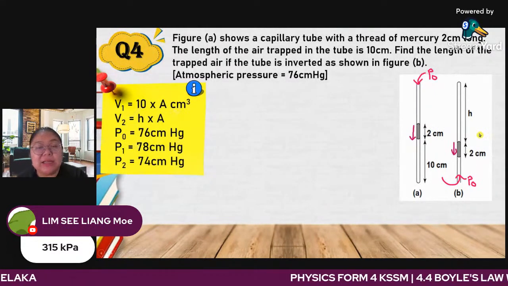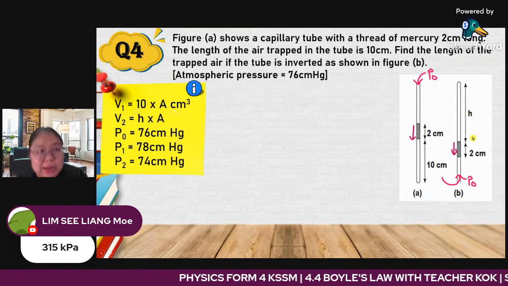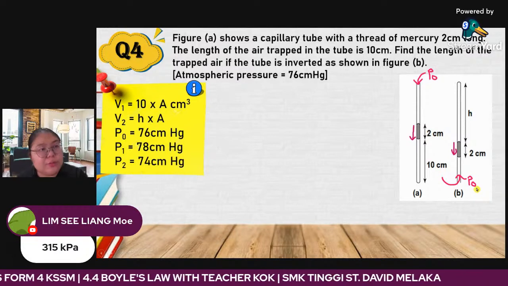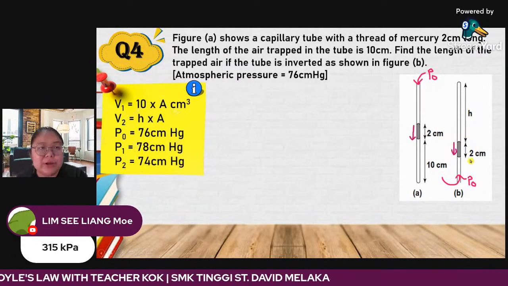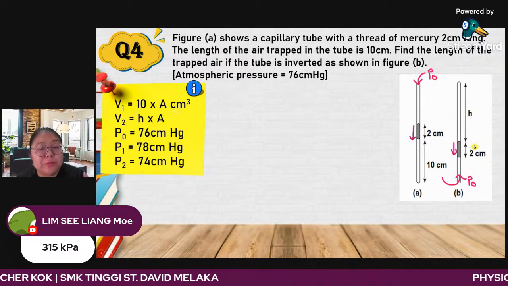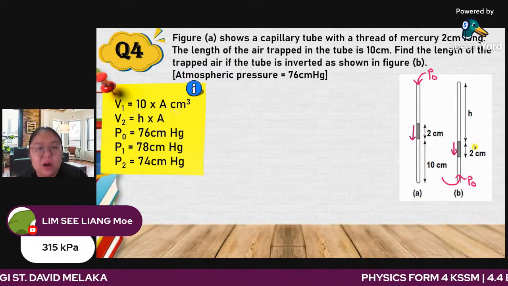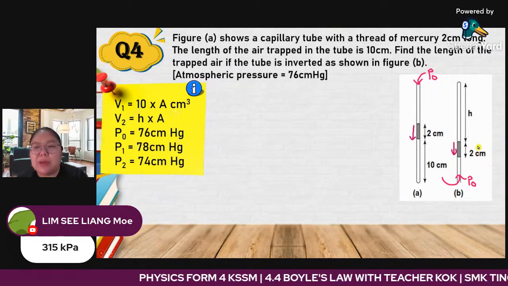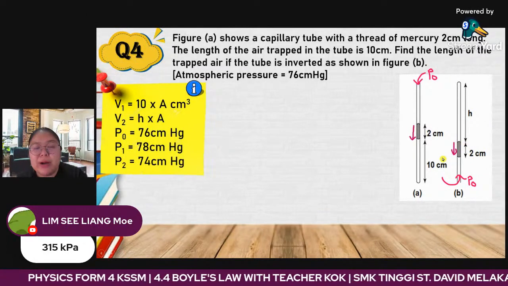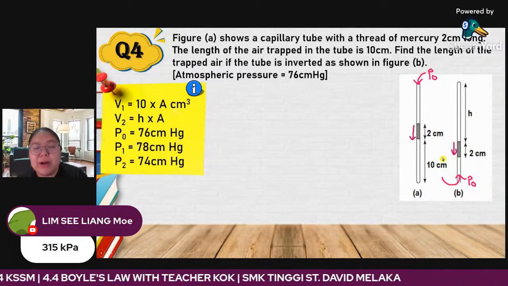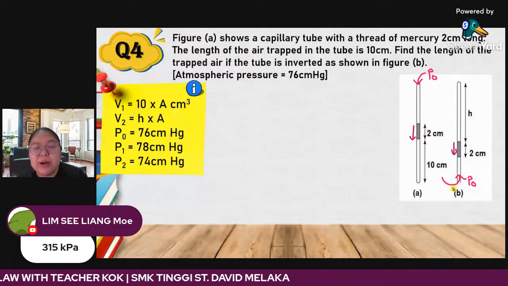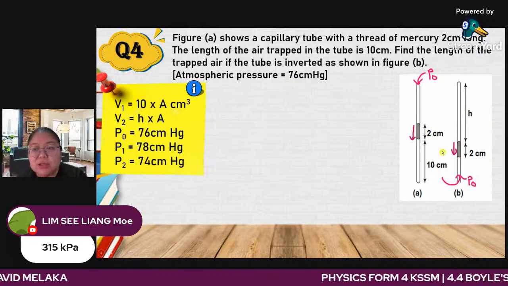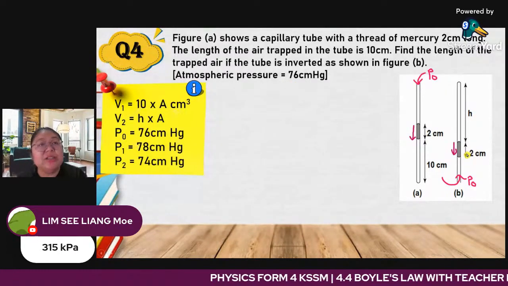So how about the second figure? In the second figure, the tube is inverted. If it is inverted, atmospheric pressure is still acting inward. The problem is that the mercury is now inverted, acting in the opposite direction. It goes downward also, but because you are inverted, the mercury and the atmospheric pressure oppose each other, so you need to subtract. The atmospheric pressure is 76, and you need to minus 2 cm because the direction is opposite.